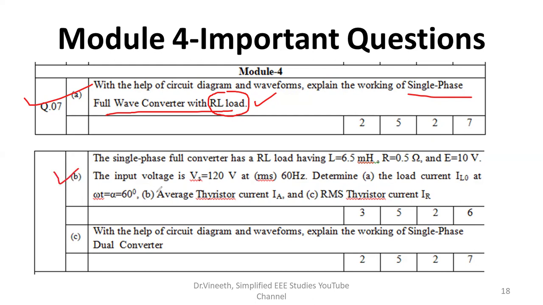Another one is a numerical example. So single phase full converter has RL load, that specification has been given. It is an RLE load. The back EMF is also provided. The input voltage is equal to 120 volt and the supply frequency is 60 hertz. Determine the load current at alpha equal to 60 degree, firing angle equal to 60 degree, average thyristor current, then RMS thyristor current.